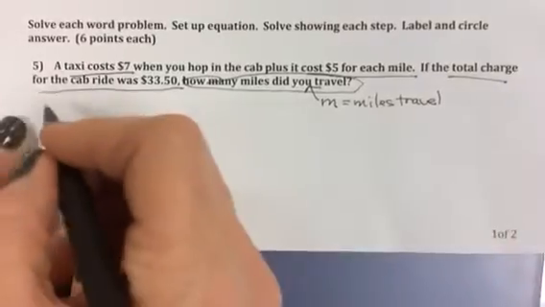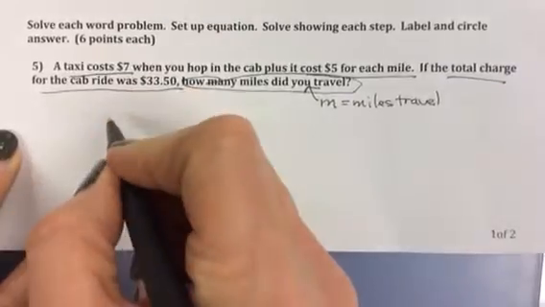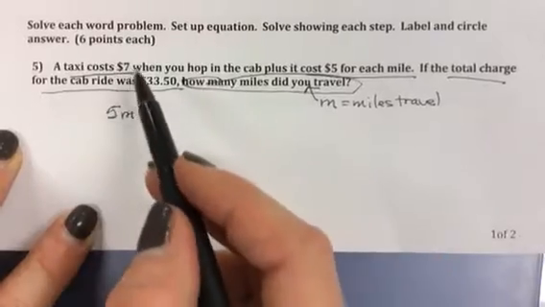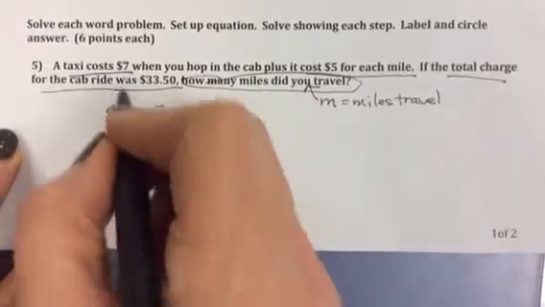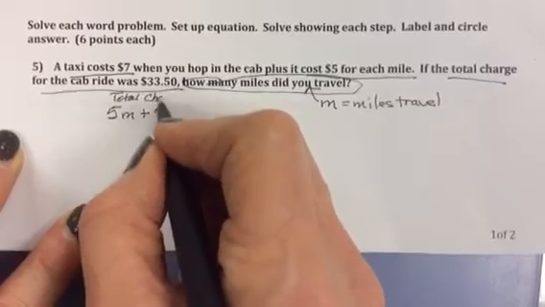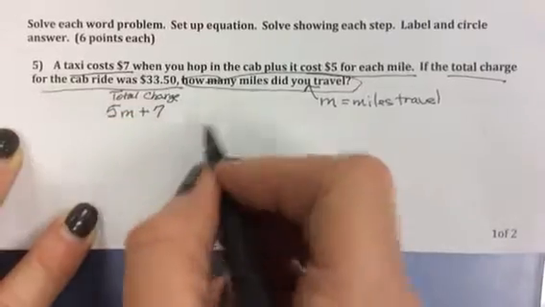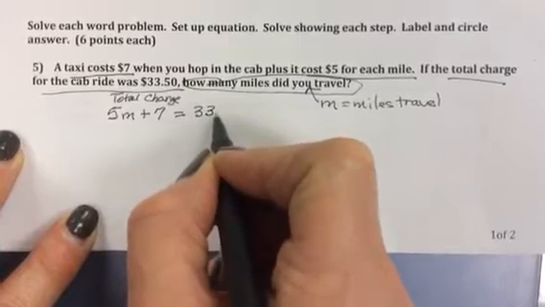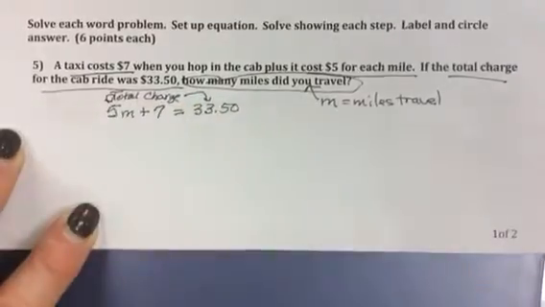All right, so the miles you travel, well, you go $5 each mile. So we'll do $5 times m, plus we also have a $7 charge. And so that's our total charge. Notice that's how we find our total charge. We would add all that up. And notice we have the total charge is $33.50. So that is our equation because both of these sides are the total charge. This is exactly how much, and this is how you calculate it.